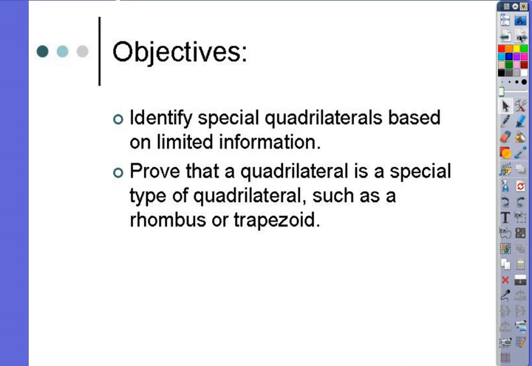What could it be? Or prove that a quadrilateral is a special type of quadrilateral, such as a trapezoid or a rhombus, etc. Now, let's just list them off. We're not going to get specific yet, but what are the different kinds of special quadrilaterals that we've talked about? Let's just rattle them off. What's one?